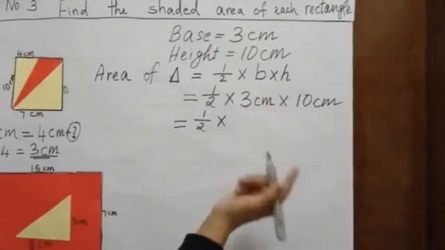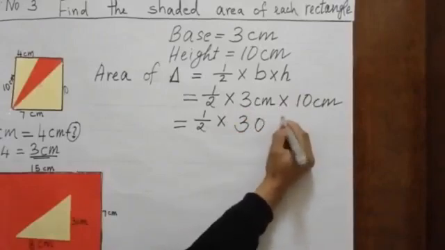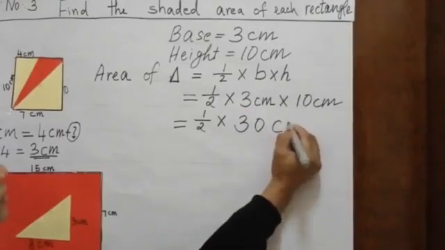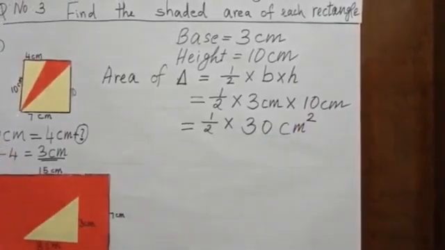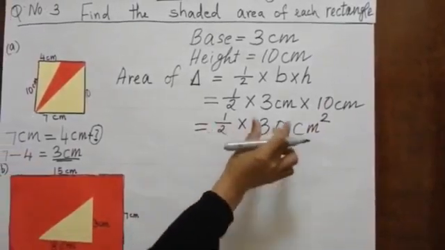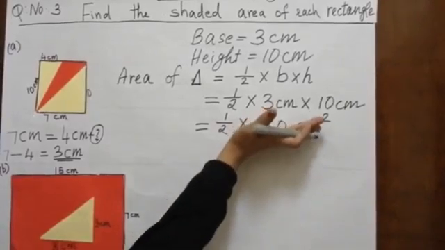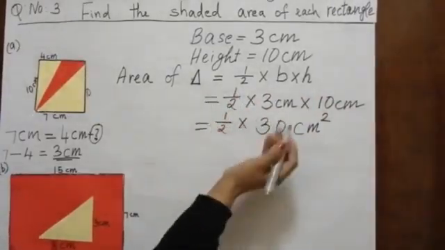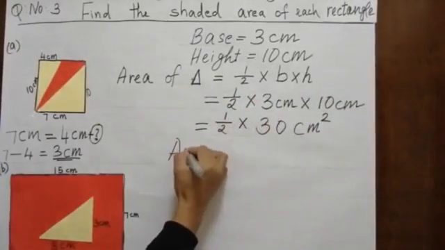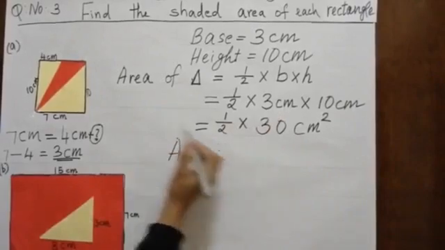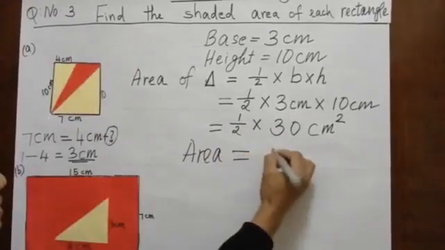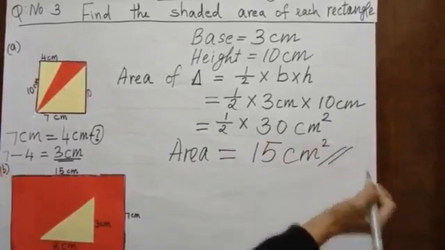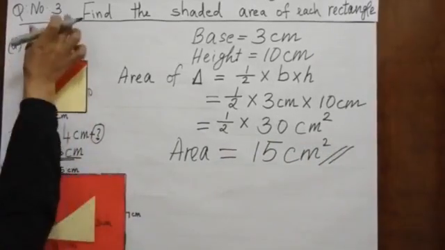3 multiplied by 10 is equal to 30. Centimeter multiplied by centimeter. We learned already the unit will be square centimeter. Now next step, half of 30. You have 30 as the answer by multiplying 10 and 3. So half of 30 is equal to 15. So the area of the shaded part is equal to 15 square centimeter. So we have done question number 3A.